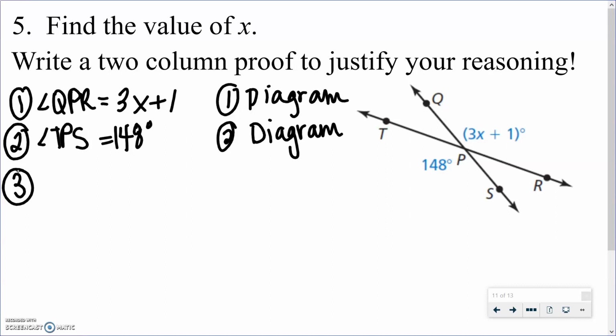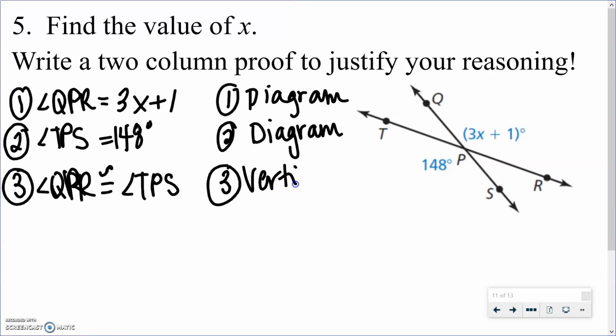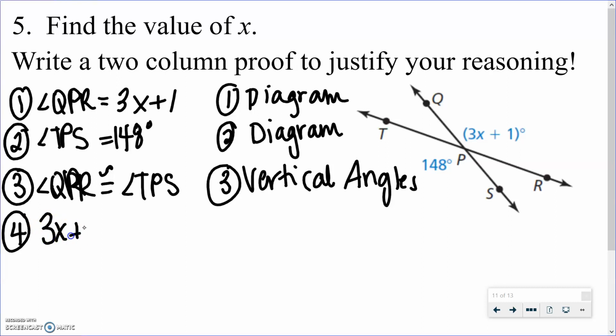So what we can do is then look at this and see what else we can deduce from the diagram, and we can say that angle QPR is equal to, or congruent to, angle TPS, and that is because they are vertical angles, and vertical angles are congruent. And if we know that they're congruent, we can substitute in these values here that we know. So this is substitution.